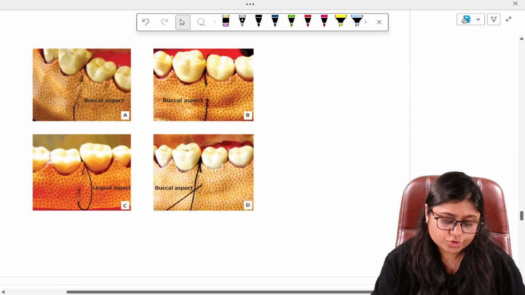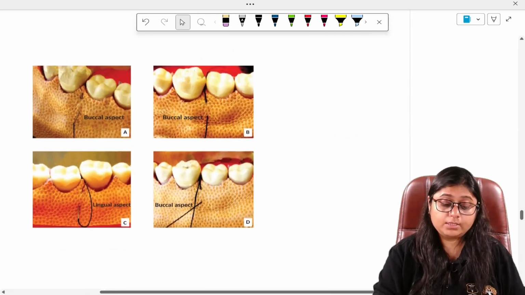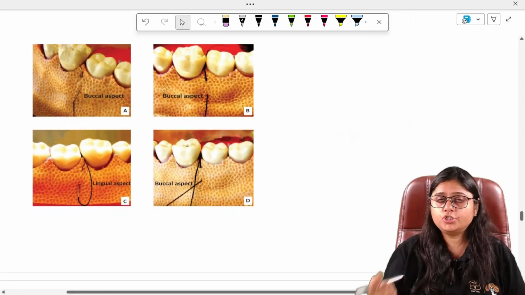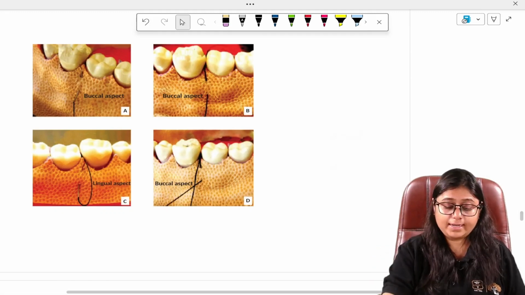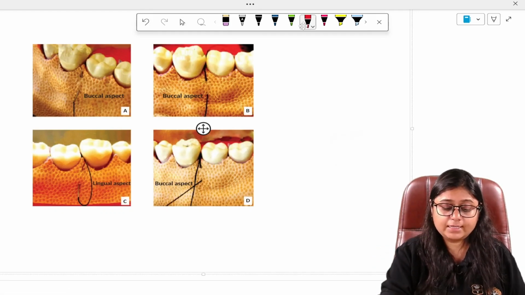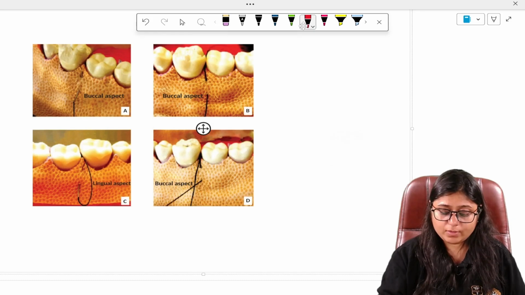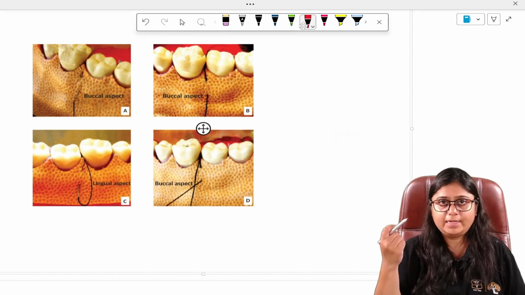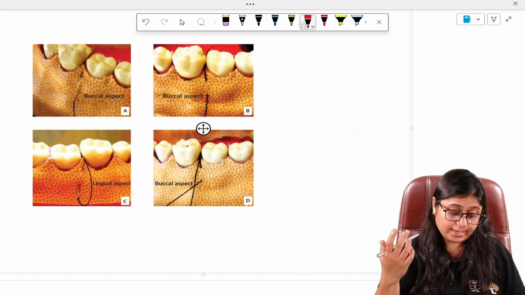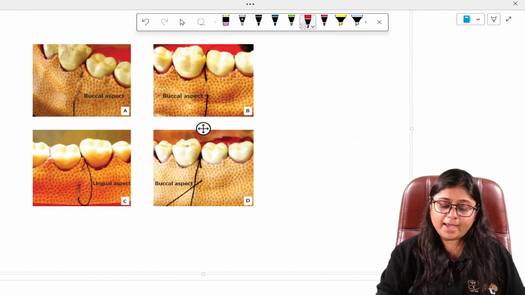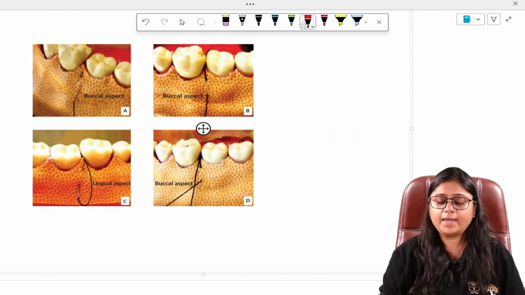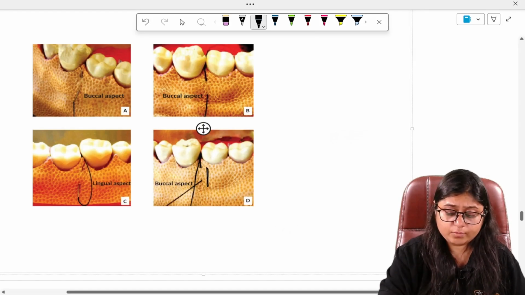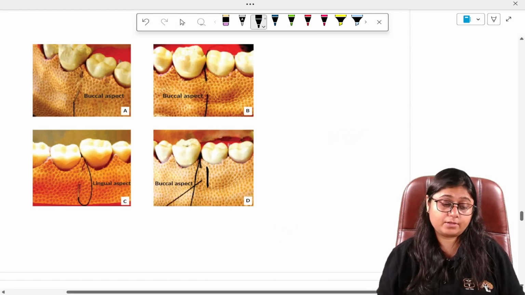How a vertical mattress suture is taken is, the needle penetrates the tissue in a vertical direction from apical to coronal from the buccal aspect. Then it is taken into the interproximal region, and on the lingual side a similar movement is done from the apical region to the coronal direction, and then it is brought back to the buccal aspect from the interproximal region and a knot is tied. So you will see that the suture here will be like this. It is called a vertical mattress suture.